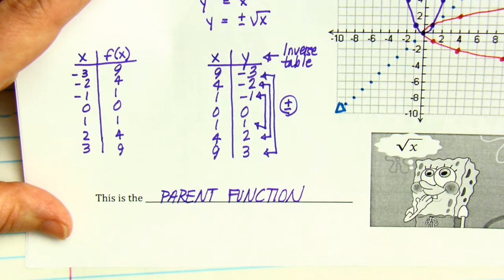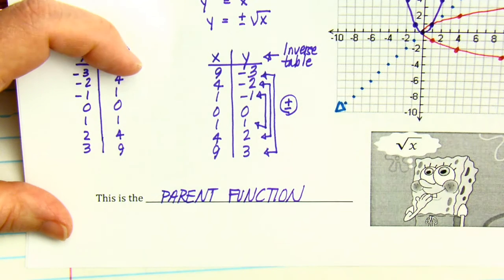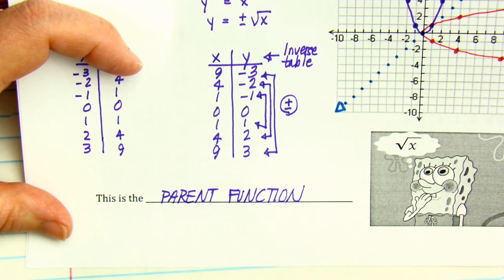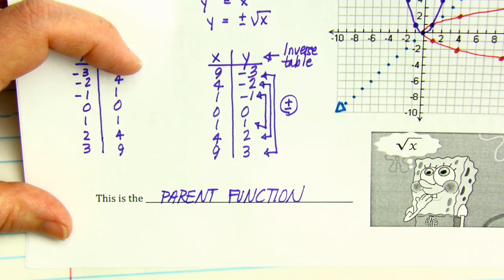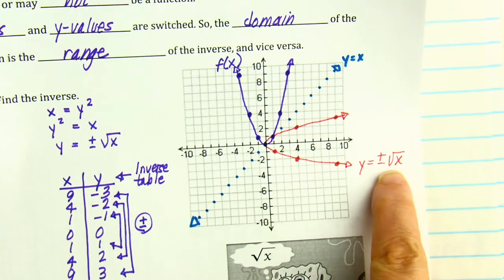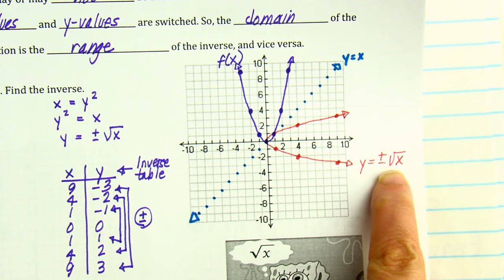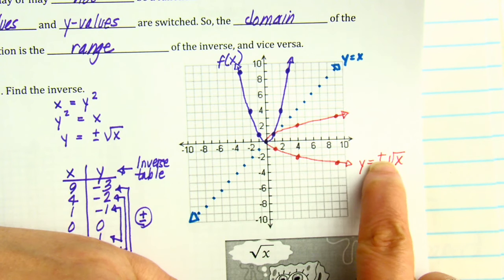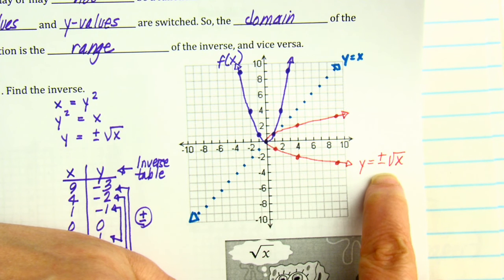Okay, it's the parent function of y equals x squared. It's the parent quadratic function. Now, this is going to lend us and show us what the square root function looks like, because we just graphed a square root function. The only thing is we graphed the top and the bottom. Okay, we graphed positive square root of x and we graphed negative square root of x.